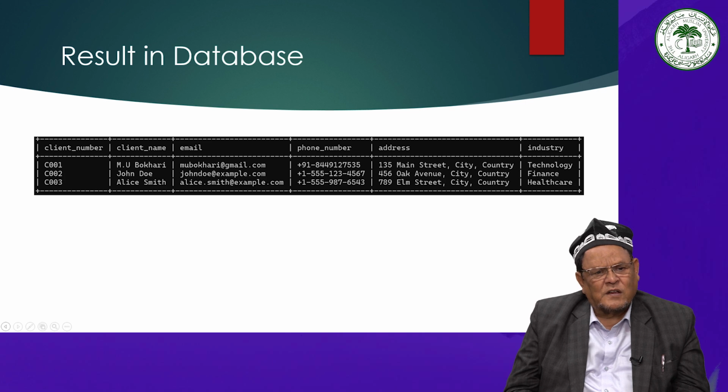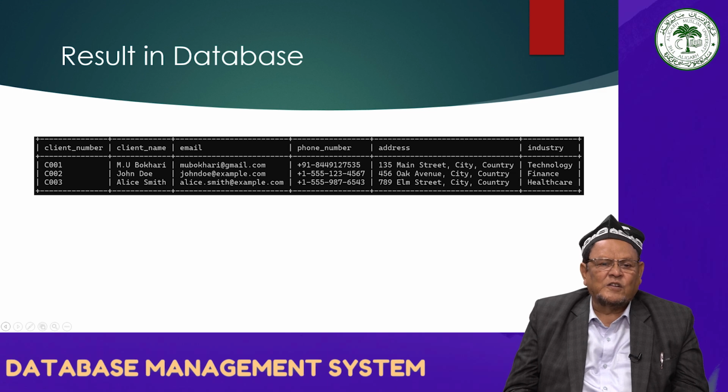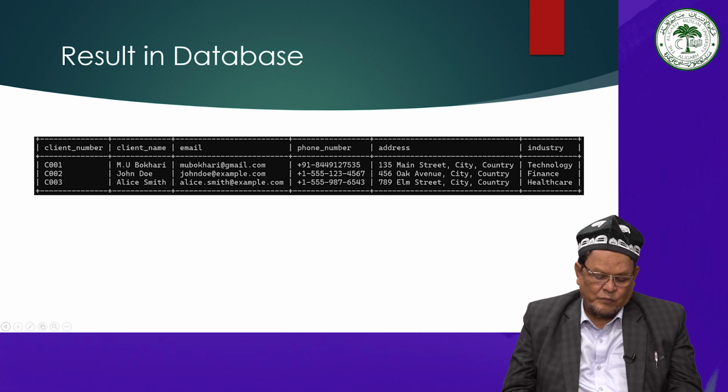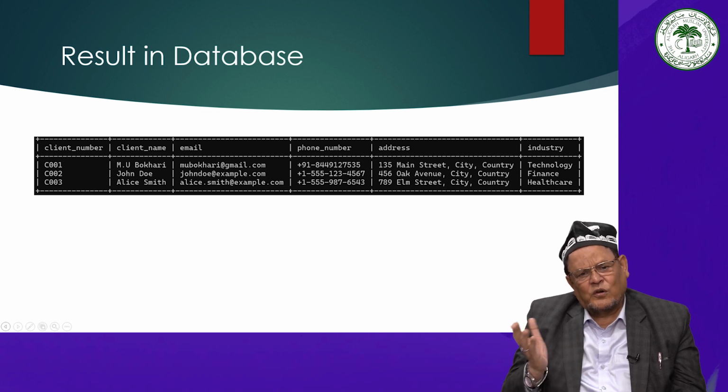database. First was the MU Bukhari, second was the John, third is the Alice Smith@example.com, and the phone number is +1 555-987-6543. The address is 789 Elm Street, City, Country, and the healthcare. In this way, we can add 3 values in the form by interface. That is called the front end, and the data will be stored in the back end.